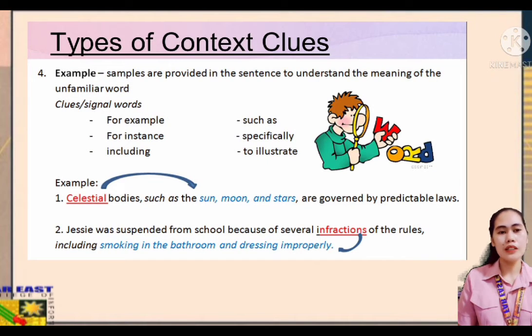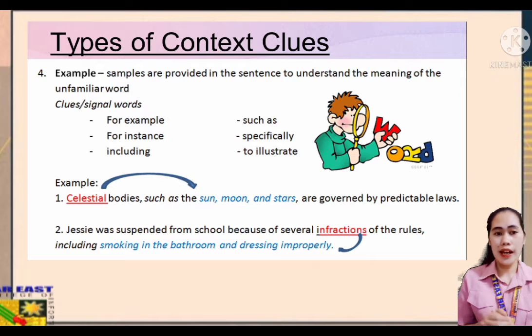So, sa example, samples are provided in the sentence to understand the meaning of the unfamiliar words. So, meron mga example, no, ng unfamiliar words. Okay? So, our clues or signal words here: for example, for instance, including, such as, specifically, to illustrate. So, our example here, celestial bodies such as the sun, moon, and stars are governed by predictable laws.